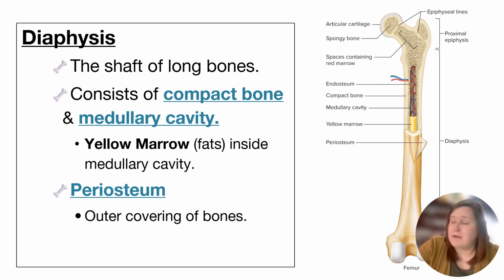That's going to be the outer covering on the bone. So if you've ever had a chicken bone and you've kind of scratched at it and seen that it almost has a little skin layer on top, that's what we're talking about when we're talking about a periosteum.